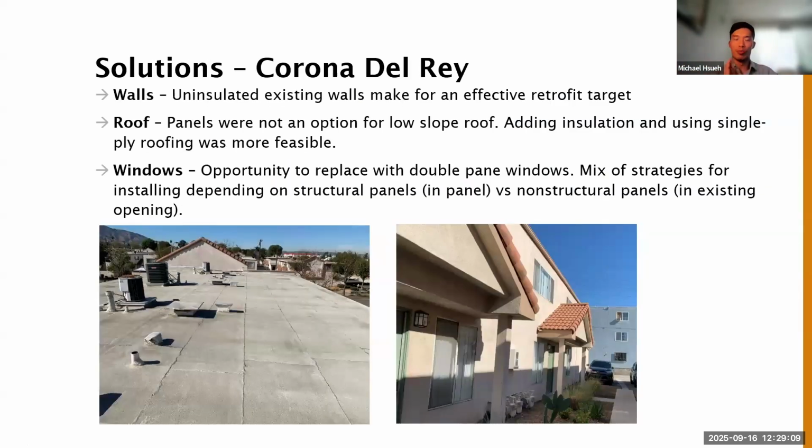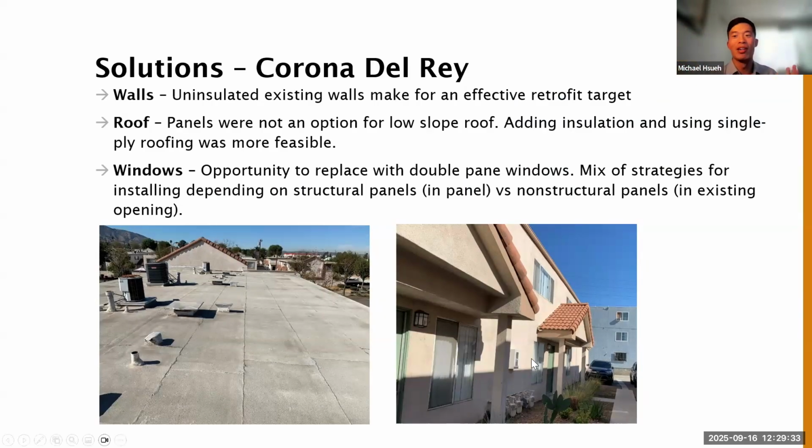So I'll jump to the other building, Corona del Rey. This is the one in SoCal. This building was built in the 60s. There's no insulation. There's no sheathing. It's just what you see as the exterior stucco here. It's just chicken wire put out over open stud bays, and you just install stucco onto it.